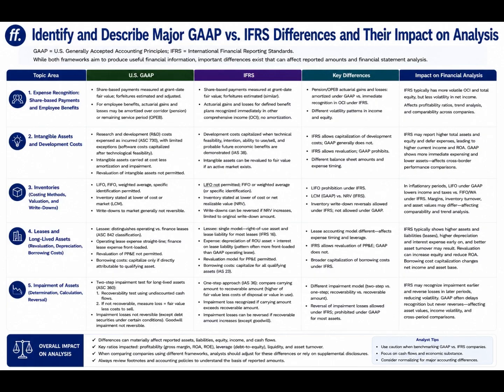Impairment of assets, determination, calculation, reversal. GAAP uses a recoverability test based on undiscounted cash flows before measuring impairment loss at fair value. IFRS uses a one-step approach comparing carrying value with recoverable amount, the higher of fair value less costs of disposal or value in use. IFRS permits reversal of impairment losses, except goodwill, while GAAP prohibits reversals. These variations influence reported asset values, income volatility, and cross-border financial analysis.